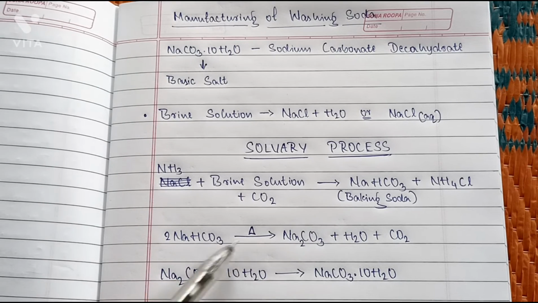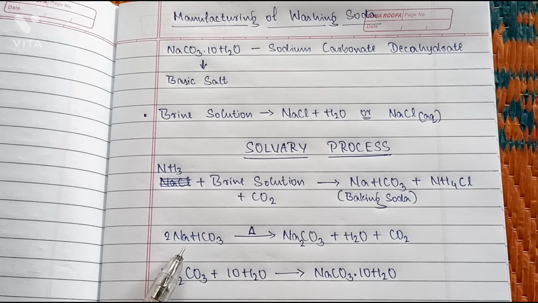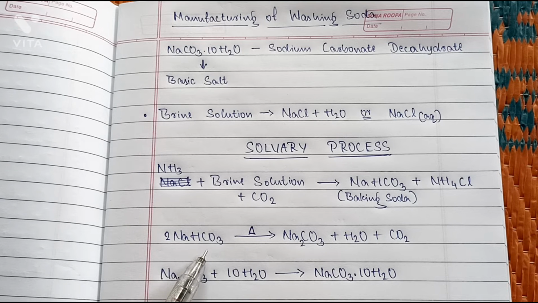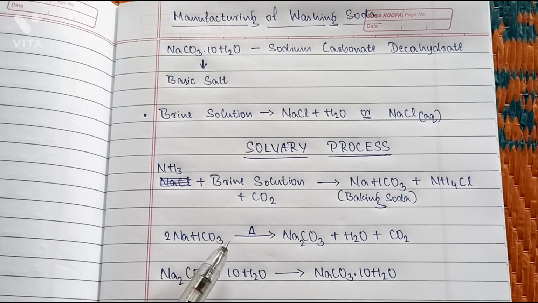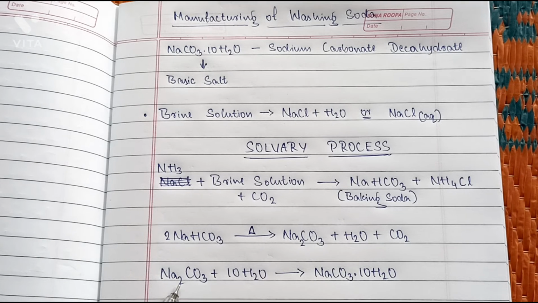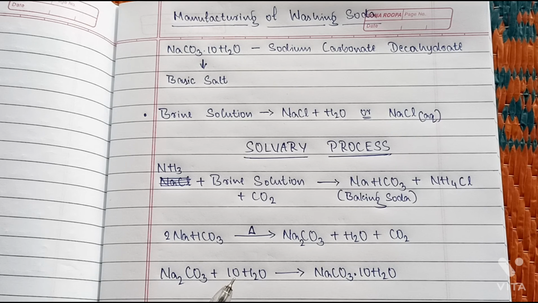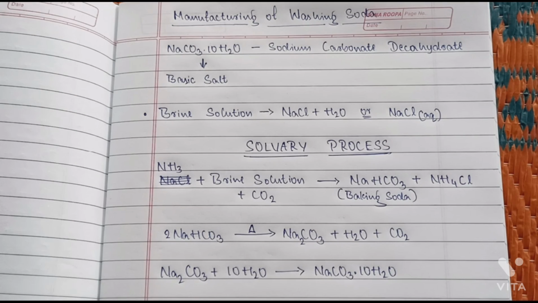We have to take sodium bicarbonate and heat it, then we will get sodium carbonate, water and carbon dioxide. Okay, now we have to take sodium carbonate and mix it with 10 molecules of water, then we will get sodium carbonate decahydrate, that is nothing but washing soda. This whole process is called Solvay process. That's it.